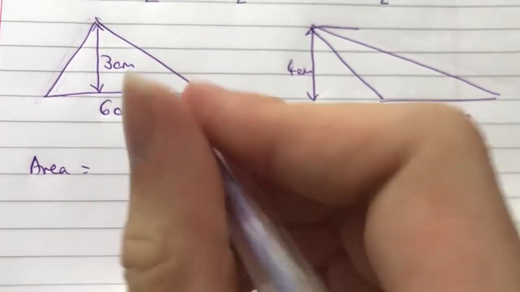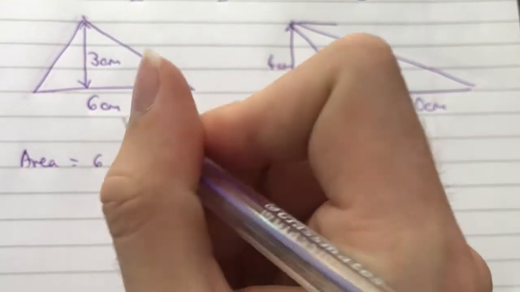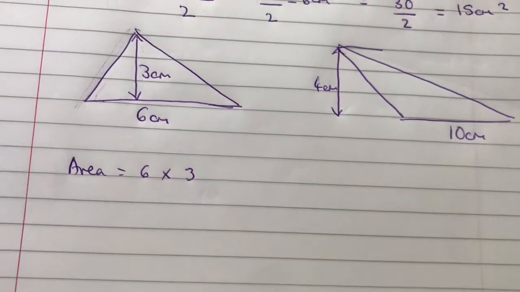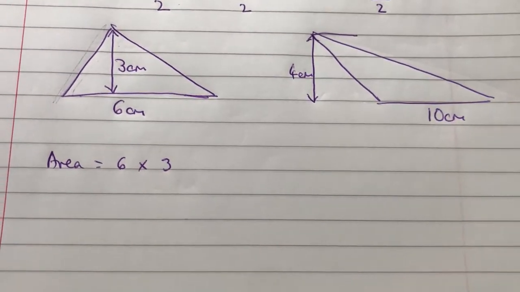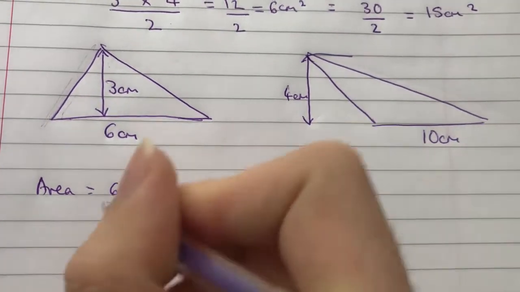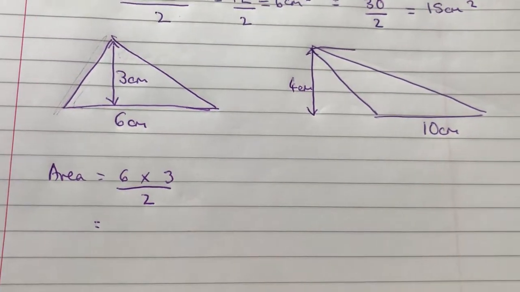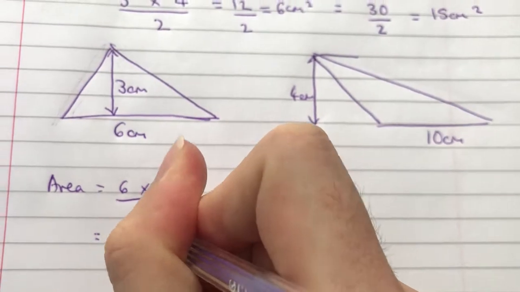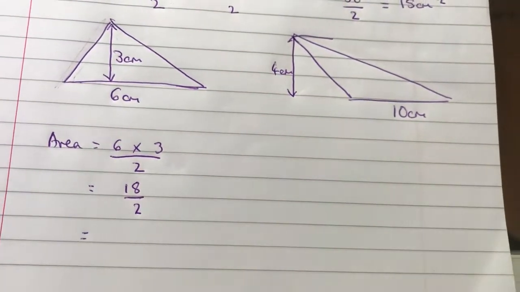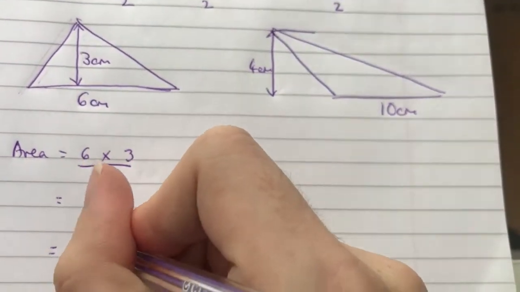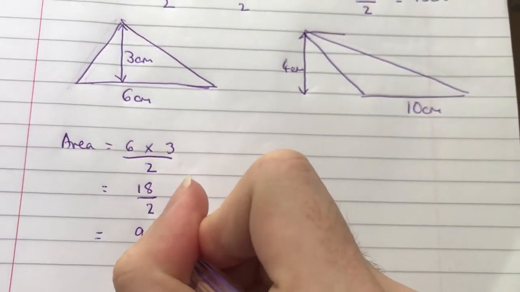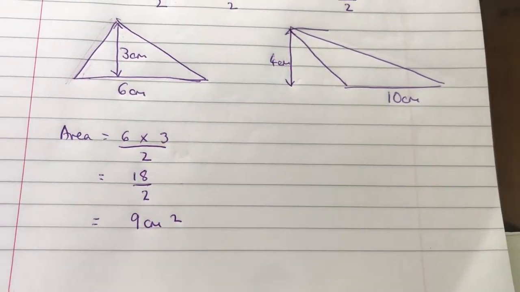So 6 is the base multiplied by the height, which is 3. And then what do we need to do? That's the area of a rectangle. The area of a triangle is over 2, yeah. So base times height over 2. So 6 times 3, that is 18. 18 over 2. Can we simplify that further? Yes, we can. 18 over 2 is the same as 18 divided by 2, so that's just 9. What am I missing? I'm missing my units. So centimetres squared. Next one.